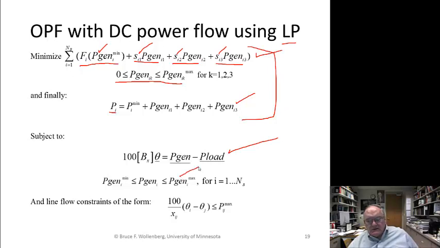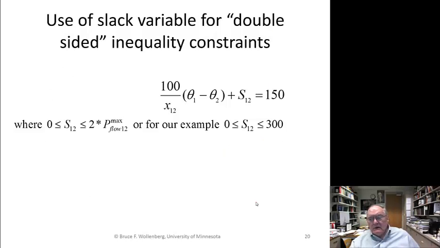The generation, of course, has min and max constraints, and now we're going to put flow limits, where the flow is less than or equal to a maximum flow. Reality says that the flow could be negative, and we're going to show you how to set up an equality constraint later on to take care of those two-sided constraints. So let's go into that right now.